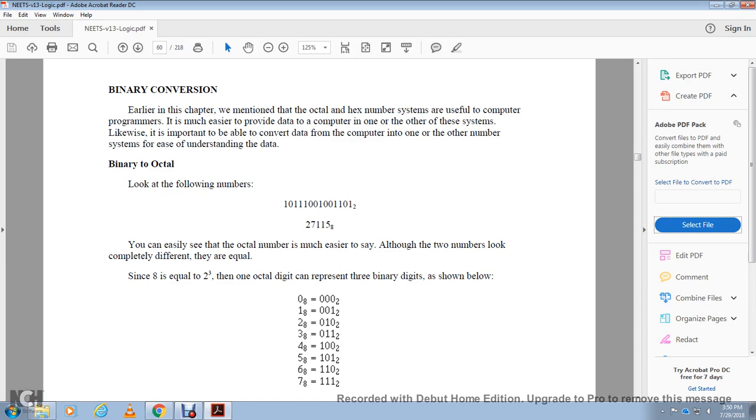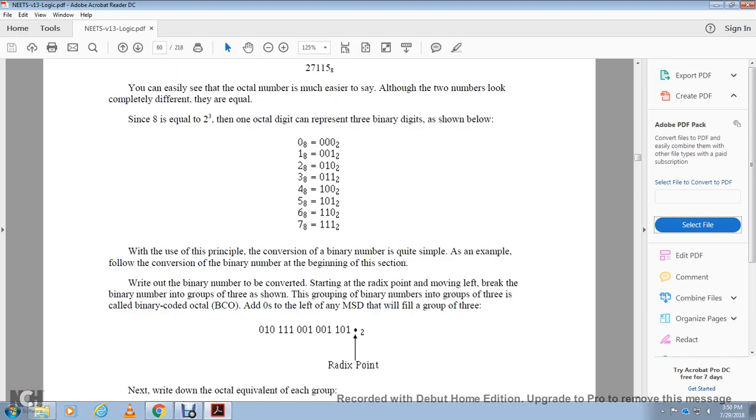4 base 8 would equal 100 base 2. 5 base 8 is 101 base 2. 6 base 8 is 110 base 2. 7 base 8 is 111 base 2.